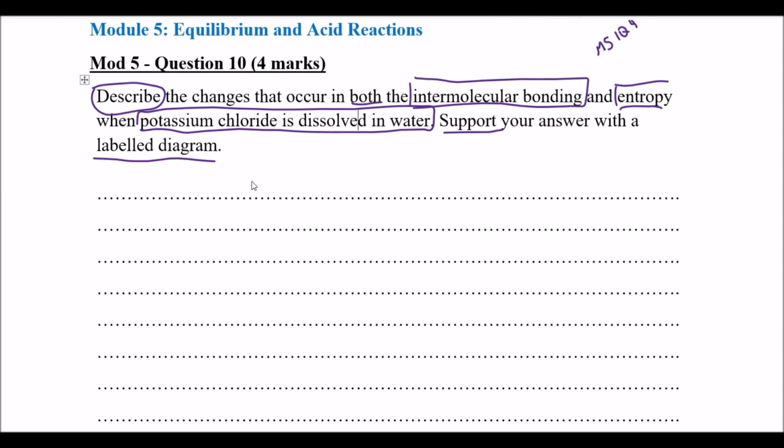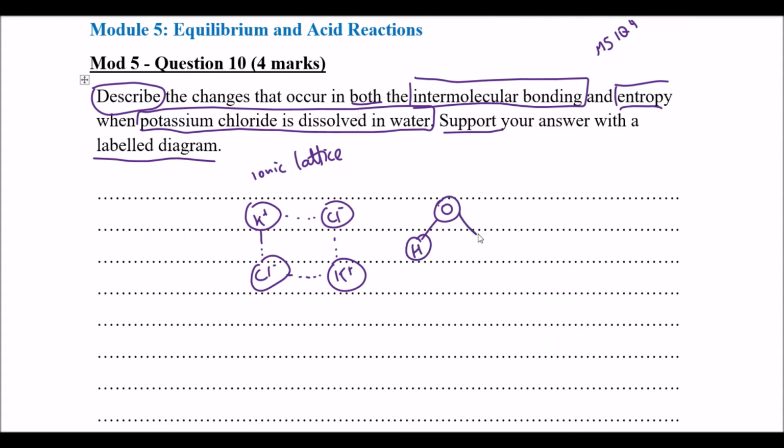First, we know that potassium chloride is an ionic structure. So K plus and chloride look like this. This is an ionic lattice. And then we know water is a polar molecule, and it looks something along the lines of this. Hydrogen partially positive, oxygen partially negative.